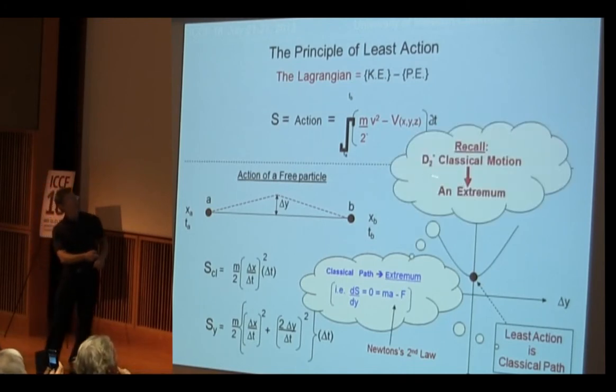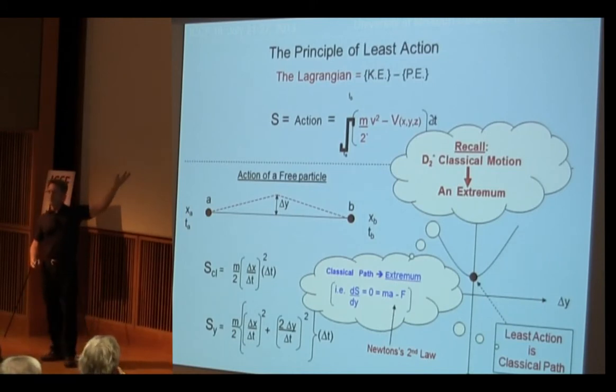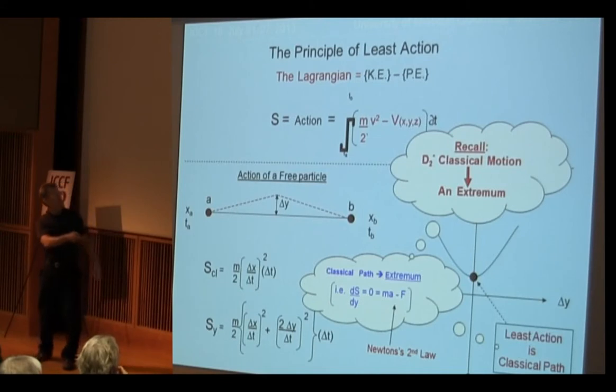Okay, and the D2 star has a classical motion. I just showed you the simulation. All right, it's F equals ma, which is just that little device. And that means it has an extremum. And that's going to be important in just a second.